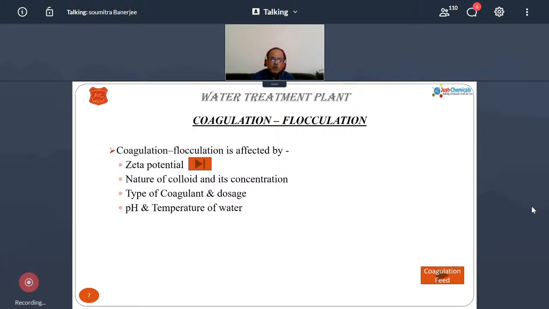Underdose will cause carryover of suspended particles. Overdose will cause carryover of coagulant chemicals, and then carryover not only causes high cost of the chemicals, but it causes problems in the downstream equipments. So let us see this video once again. Let us see this video and let us find out how quickly we can.